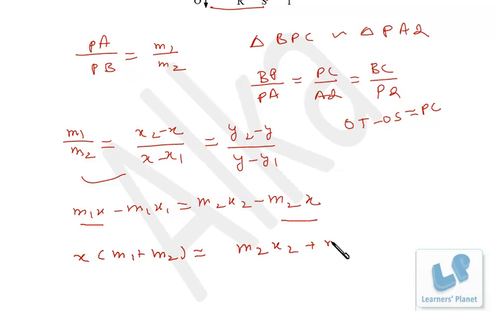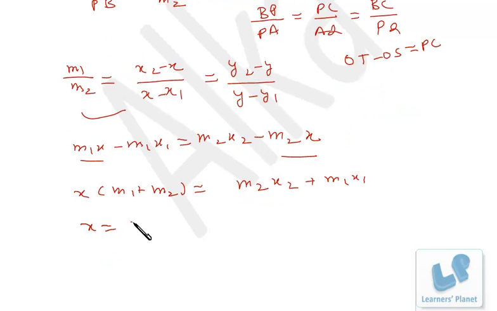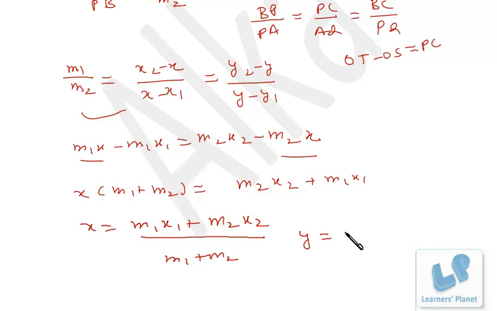m2x2 plus m1x1, right? So value of x will be m1 x1 plus m2 x2 upon m1 plus m2. Similarly, value of y will be m1 y1 plus m2 y2 upon m1 plus m2. So we had to find out the coordinates of x and y. So coordinate of x and y can be obtained like this, right?